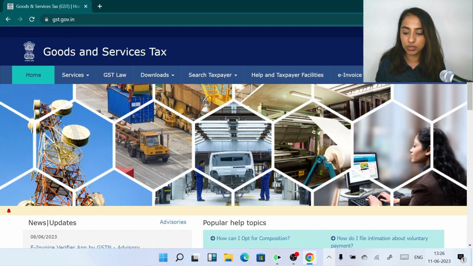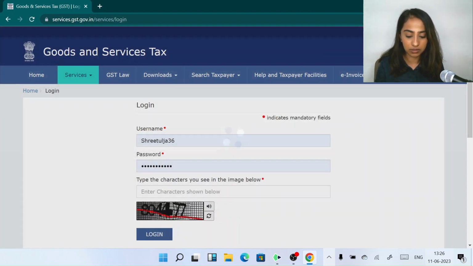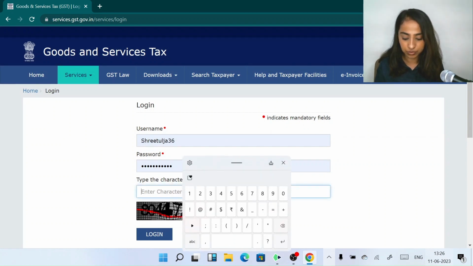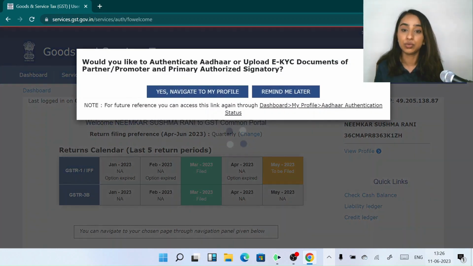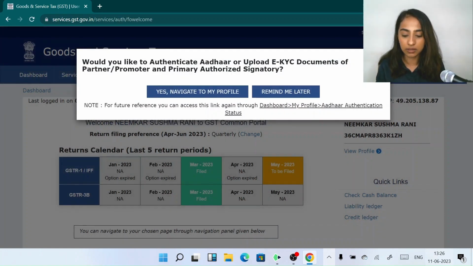How do you think you're going to file returns? How do you think you're going to pay taxes to the government? How do you think you're going to get registration under GST? Do you think you're going to go to the GST office and do all this? No. Everything has become online now, right?